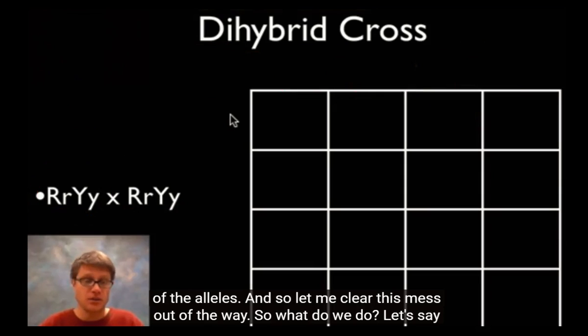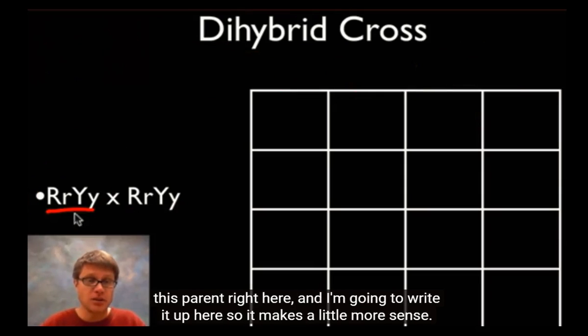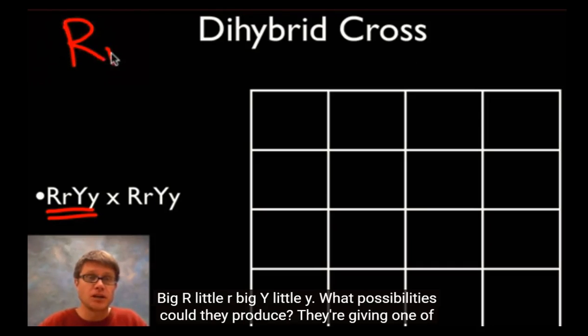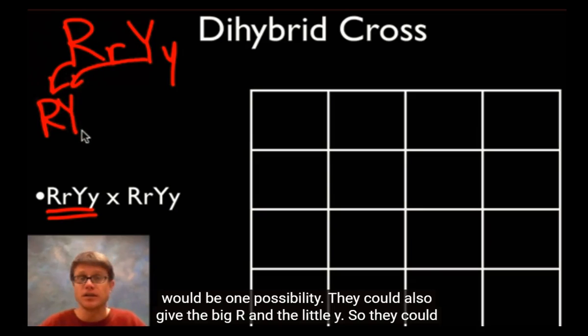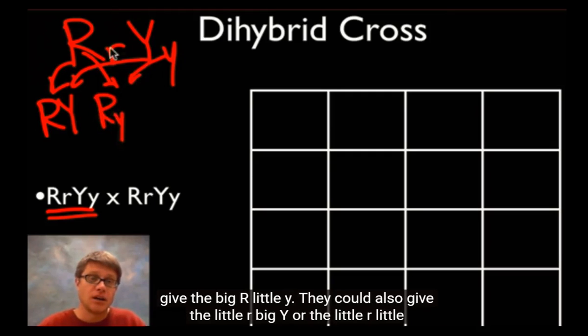And so let me clear this mess out of the way. So what do? Let's say this parent right here. And I'm going to write it up here so it makes a little more sense. Big R, little r, big Y, little y. What possibilities could they produce? By giving one of each letter, remember. Well, they could give the big R and the big Y. So big R, big Y. That'd be one possibility. They could also give the big R and the little y. So big R, little y. They could also give the little r, big Y, or the little r, little y.